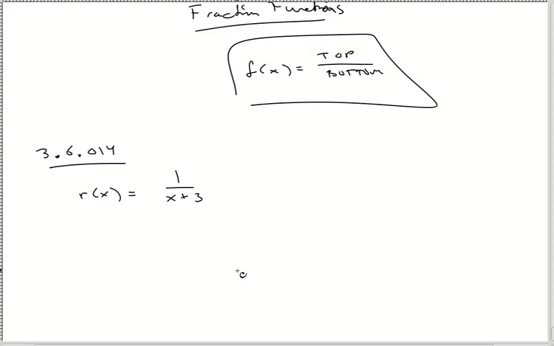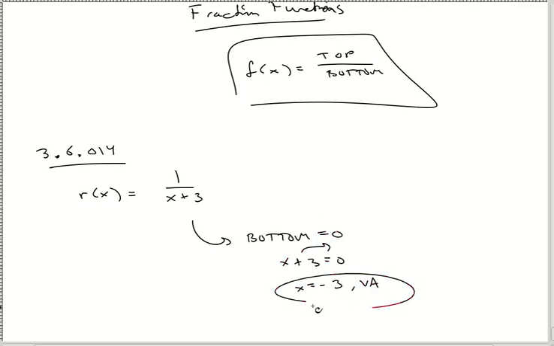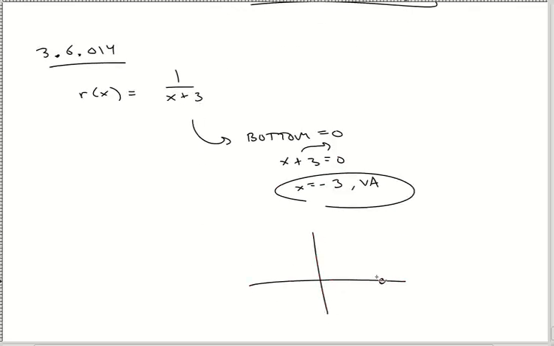So first off, I'm going to ask, do we have division? And you would say yes. We do. So then I definitely want to check when the bottom is equal to 0. X plus 3 equals 0. Move the 3 over. X equals a negative 3. That's my vertical asymptote. And so I can already start graphing this. Negative 3. Vertical asymptote. I'm going to just give you a little hint.